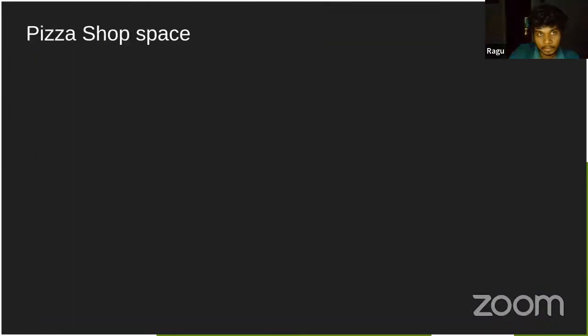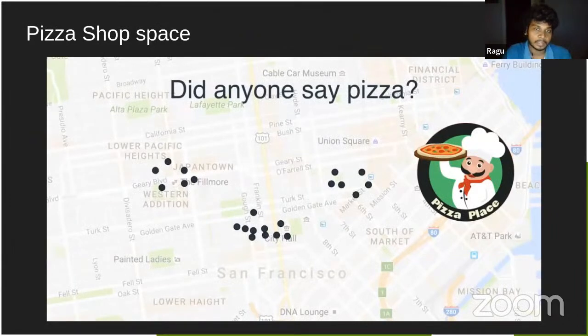Okay. And there is another problem statement given to you. You want to choose locations for pizza shops. Intuitively, these are the houses where people live, and you want to place three pizza shops in these places and know where to keep the shops. By looking at it, you will say, I want to place one here, the second one here, the third one here. But how does a machine understand to do this process? First, let's look at this.